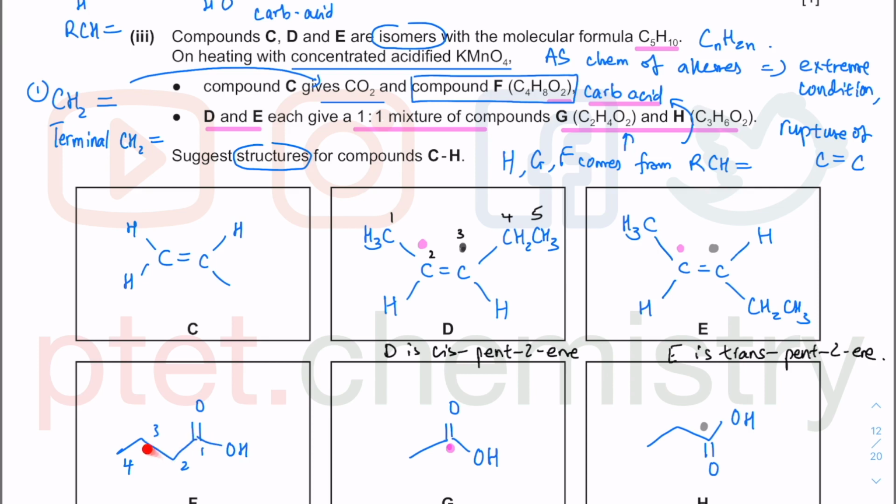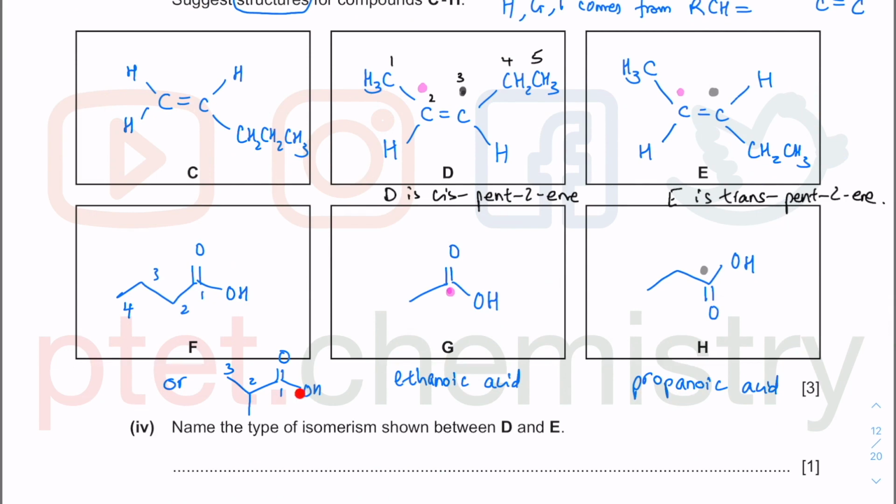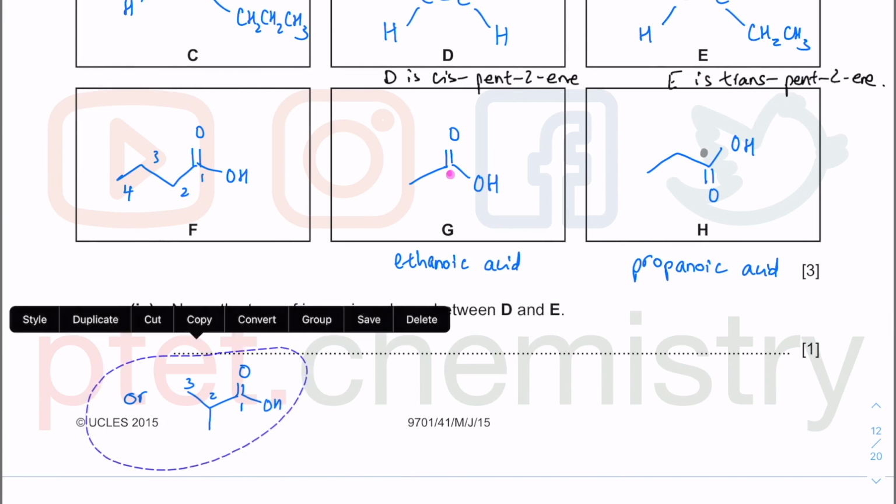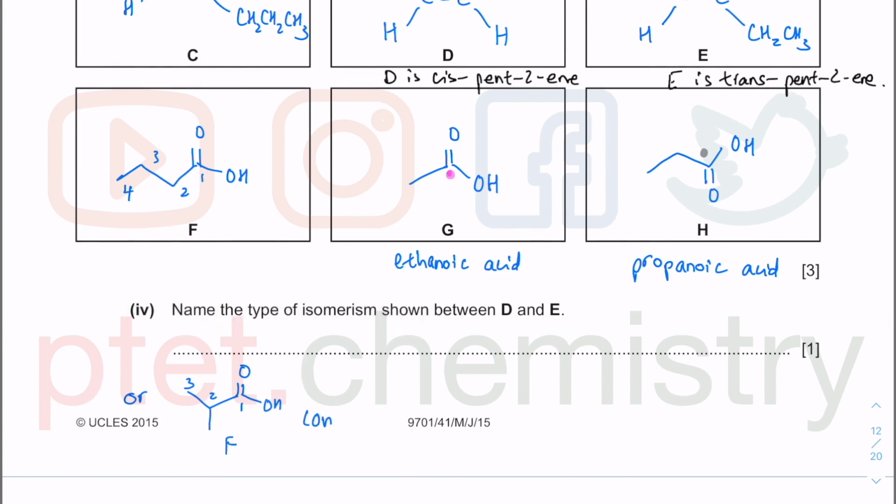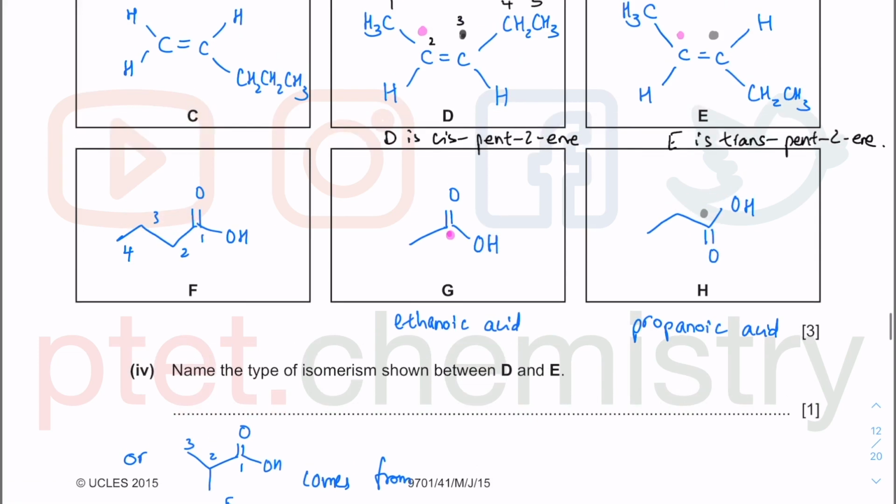So I want to get 4 carbon carboxylic acid. So this is CH2, CH2, CH3. 1, 2, 3, and 4. So 4 carbon carboxylic acid. 1, 2, 3, and 4. Okay, RCH, carboxylic acid. CH2 gives me the CO2. You can also get it from this other one. So this one will have come from, if I draw the other one, or F comes from, what is the alkene? Terminal alkene. And then I will have 3 carbon like this. So this is the RCH.